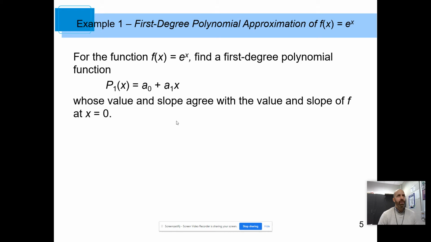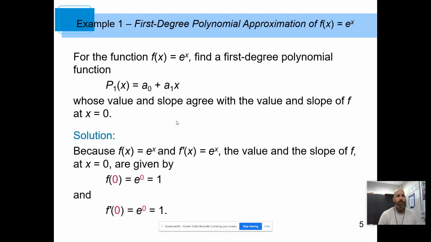Now let's look at an example. A first-degree polynomial that approximates the function e to the x. So for the function f of x equals e to the x, find the first-degree polynomial for that function. So p sub 1, the 1 means it's going to be the first-degree polynomial, is simply going to be a sub 0, which is just a numeric value like 3 or whatever, plus a linear term, a sub 1 x. So some other constant a sub 1 times x. In other words, this is kind of like mx plus b, whose value and slope agree with the slope and the value of f at x equals 0.